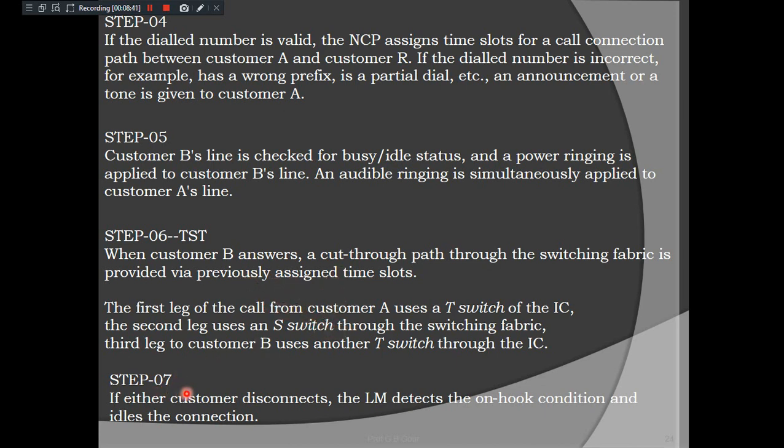In step 7, if either customer disconnects, how will it be identified? You have to explain here. It is not told here. The moment the call is established, at the same time, the operator has sent a small amount of AC current again to the sleeve line to identify when one or both of them will stop talking. When either one of them or both of them stop talking, our operator will come to know that the conversation is over. He will disconnect. He will remove all these TST switching connections. The LM detects the on hook condition and idles the connection. This is the call termination process.